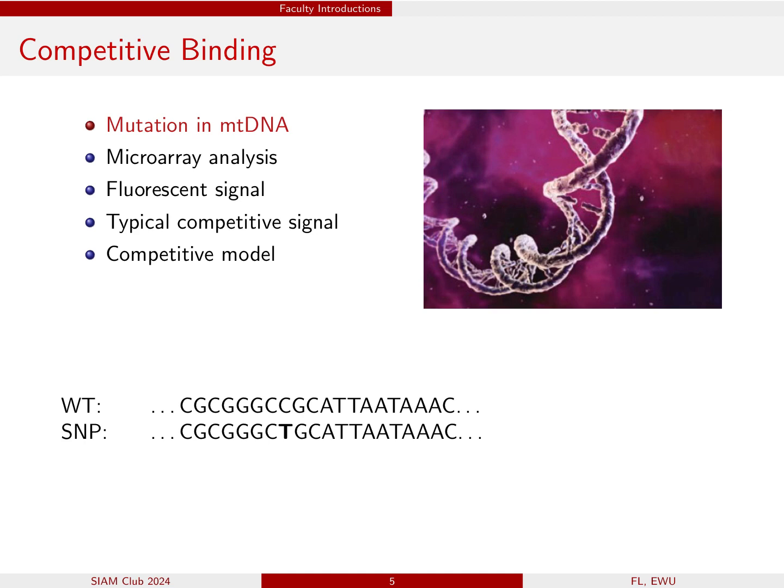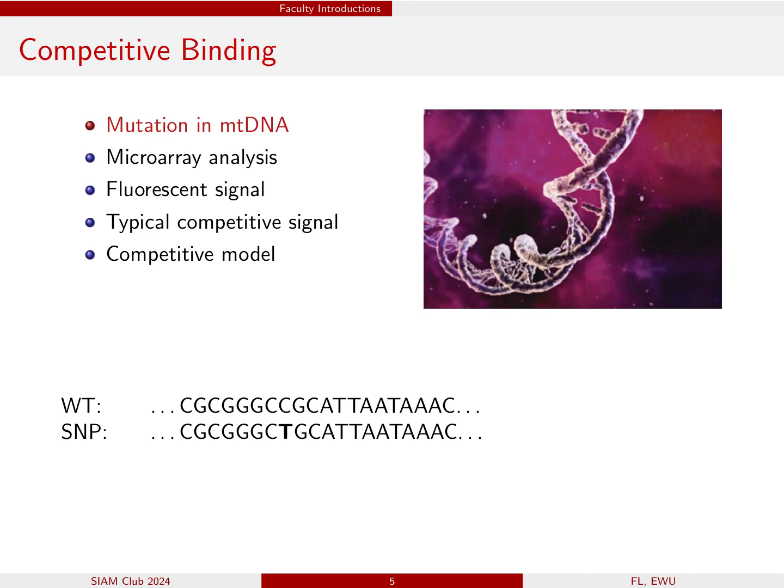So I'll talk a little bit about a second project I've been involved in. This is a project that examines competitive binding. In particular, we're interested in what's called a mutation in mitochondrial DNA. mtDNA stands for mitochondrial DNA. As you may know, DNA has all of these T's and A's and C's and G's that are bound together, and it might be the case, as you can see from the illustration below, that there's a T where there should be a C.